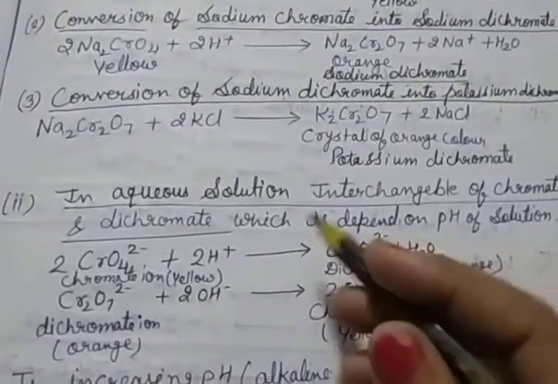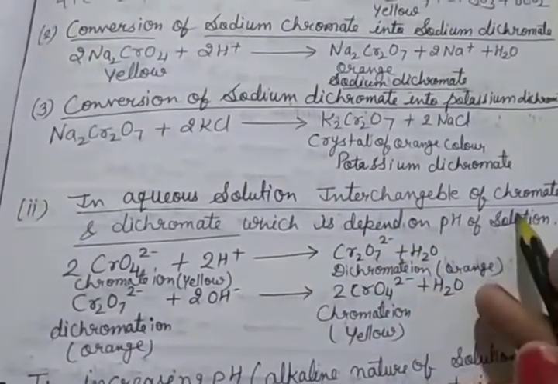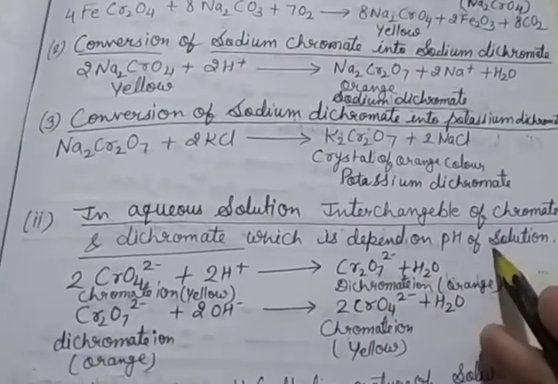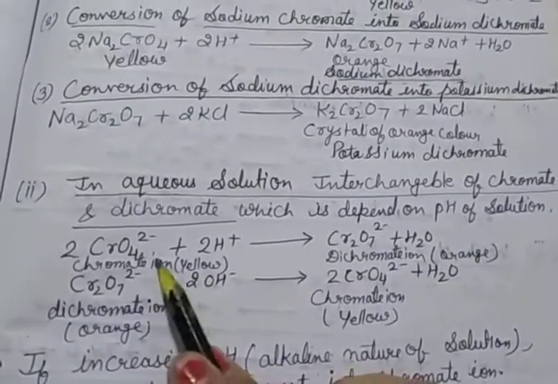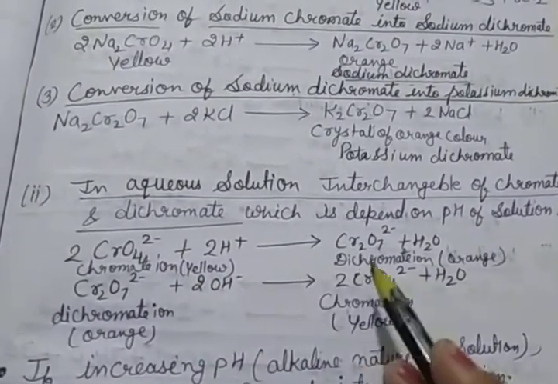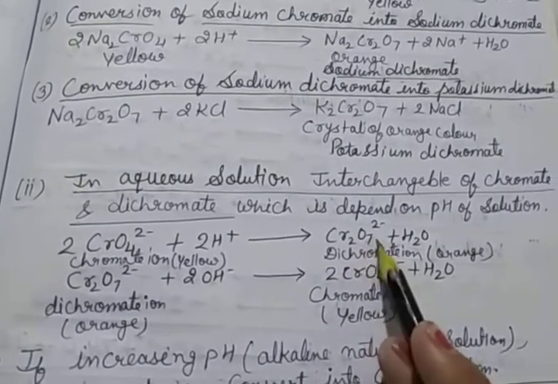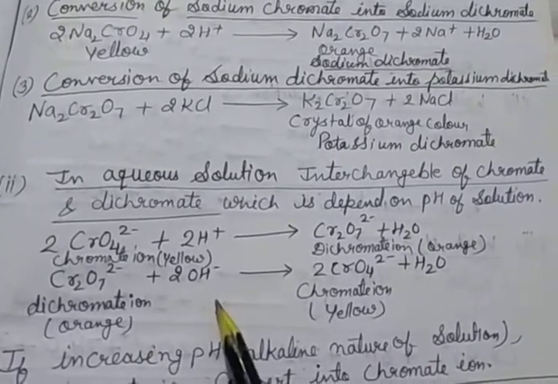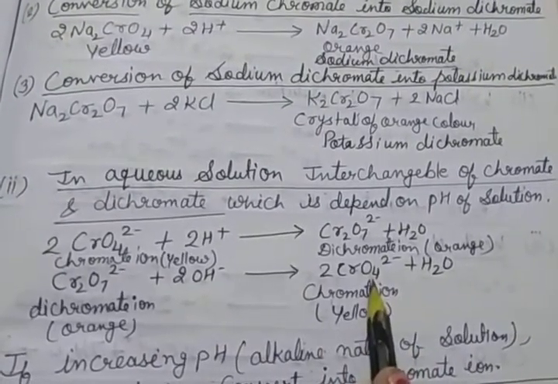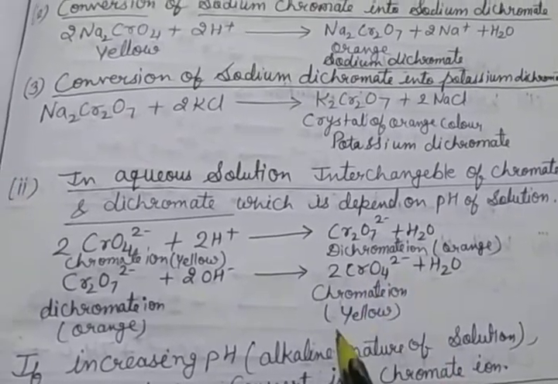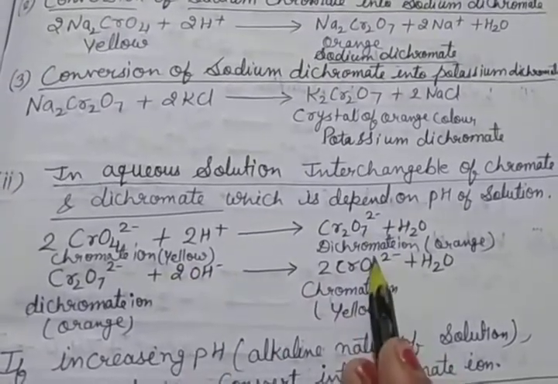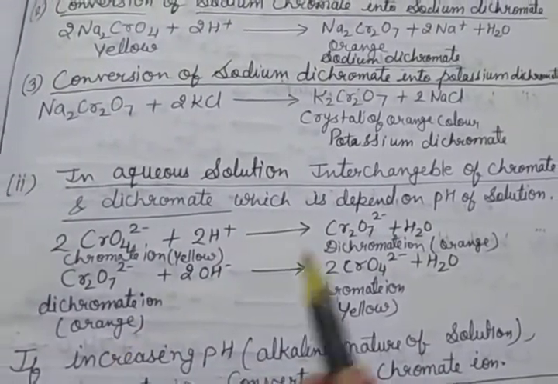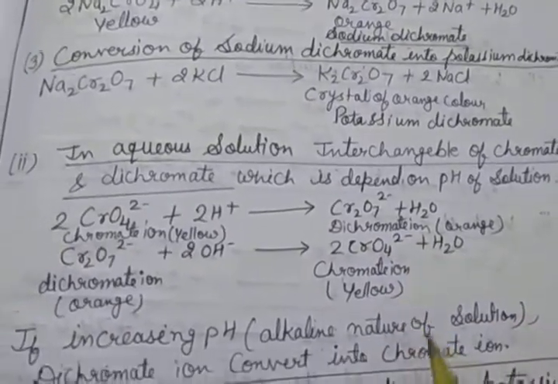Then in aqueous solution, chromate and dichromate are interconvertible, which depends on the pH of the solution. Chromate ion CrO4 2- reacts with acid, so it converts into the dichromate ion Cr2O7 2-. It is orange in color, and this dichromate ion reacts with base, so again converts into chromate ion CrO4 2-. It is yellow in color. So chromate ion converts into dichromate with acid, and when reacting with base, dichromate ion converts into chromate ion. It is yellow in color.